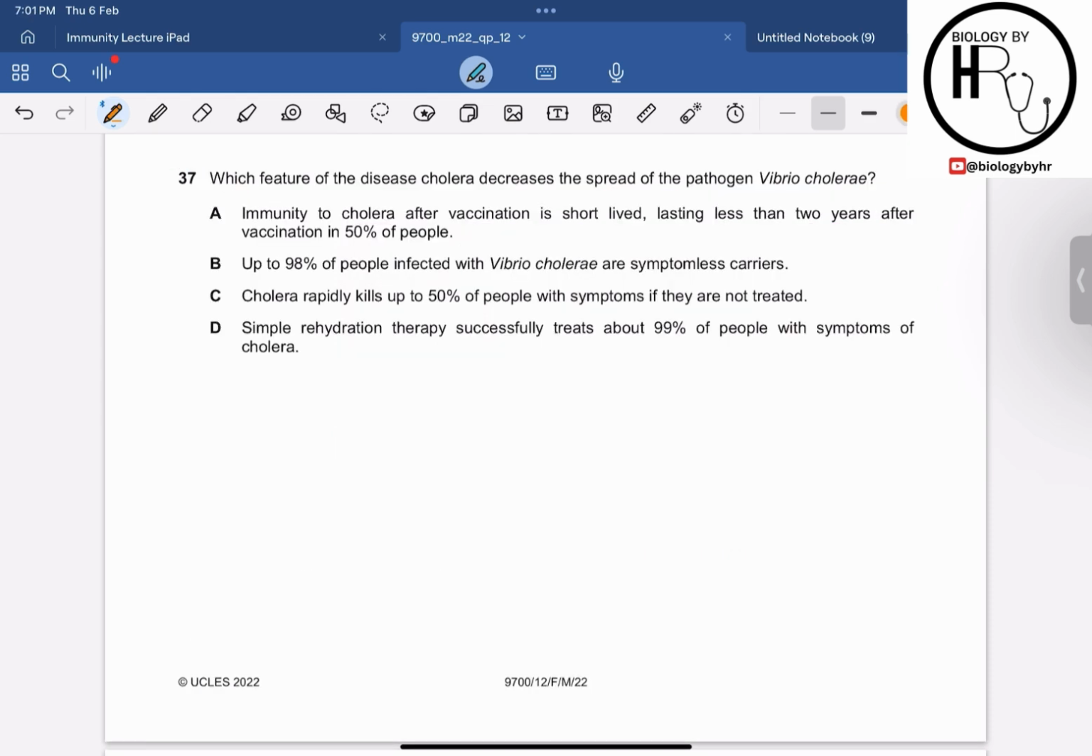Alright, so question 37 over here says that which feature of the disease cholera decreases the spread of the pathogen Vibrio cholera. So basically cholera over here is an infectious disease which is caused by the bacteria Vibrio cholera, right, which primarily spreads through the contaminated water and the food, right. So they are saying that what causes the decrease in the spread of the pathogen, right. So we want to decrease the spread of the pathogen Vibrio cholera over here, right. So if I talk about the options one by one over here, so let's look at this.